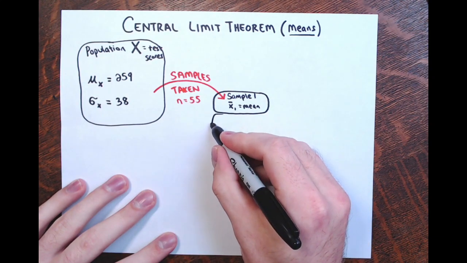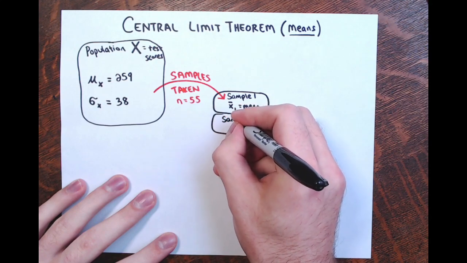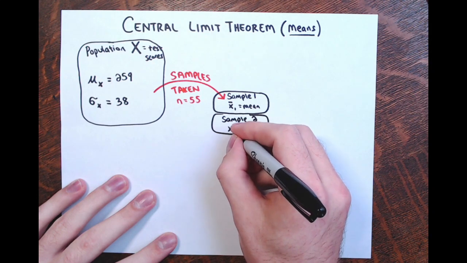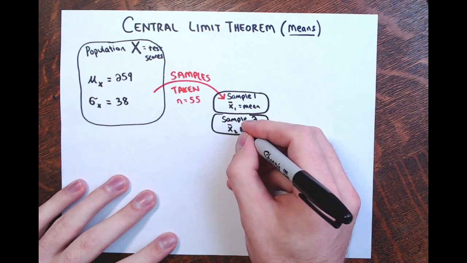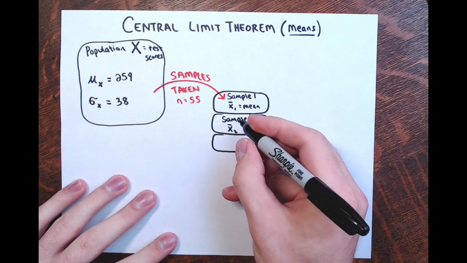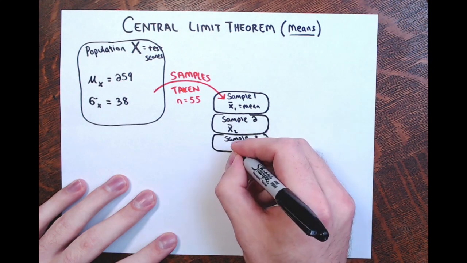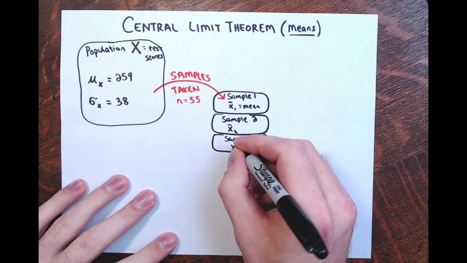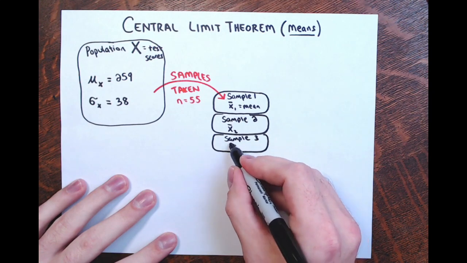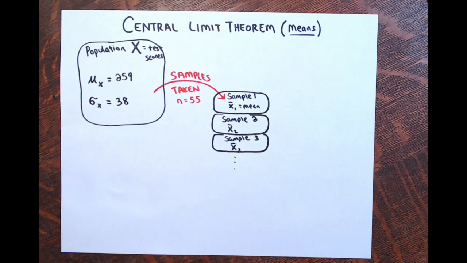I can pull another sample of size 55. Say here's sample 2, and it has a mean x bar 2. All right. And there's another sample, sample 3. And it also has a mean. The mean of this sample, again, all these are of size 55, all groups of 55, x bar 3. And so on. And I keep doing this.